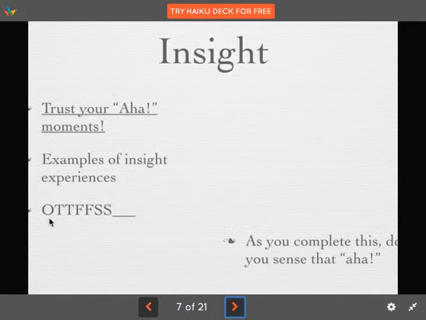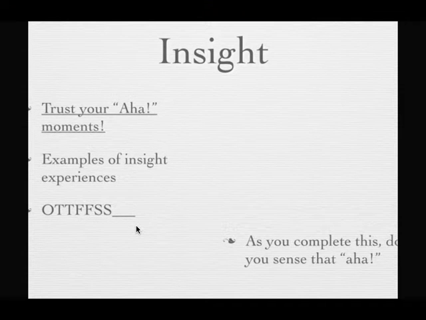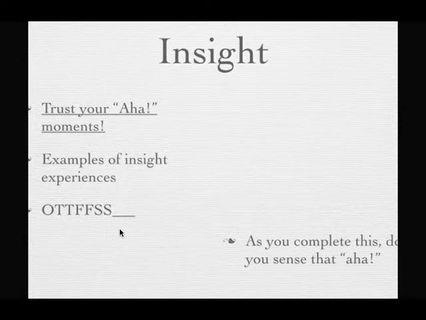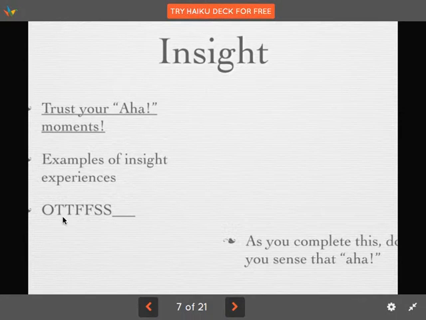What's the next letter after this chain of letters? OTTFFSS. What's the next letter? This was in our textbook, but you might have not gotten to this part yet. Anybody? All right, let me give you a hint. 1, 2, 3, 4, 5, 6, 7. What's the next letter? I'll wait till you have that moment of insight. That's right. If you said E, you're correct. Did you have that moment where you're like, oh, that's insight?